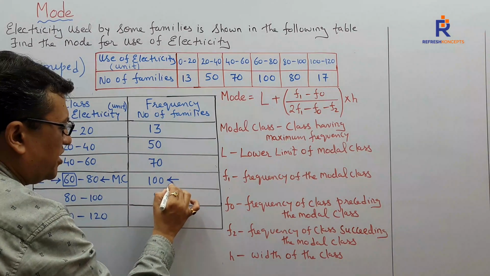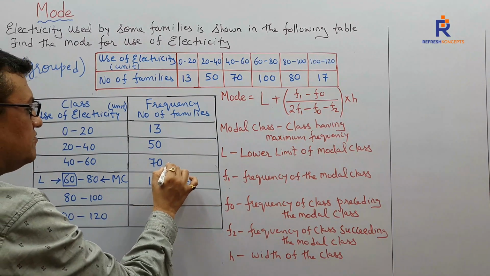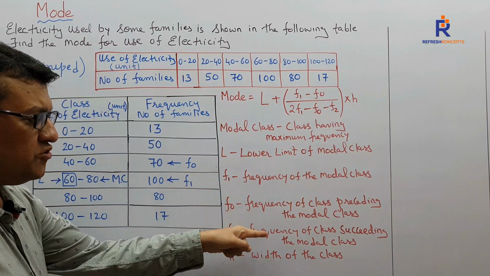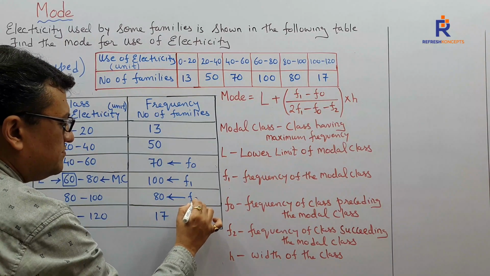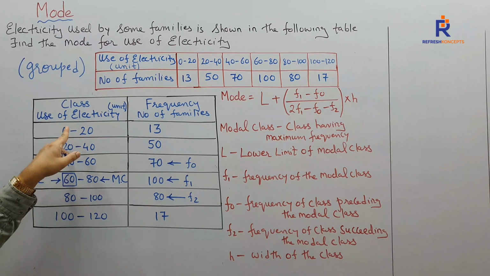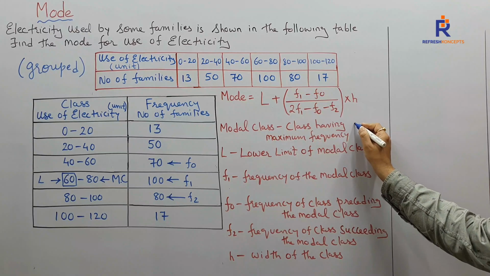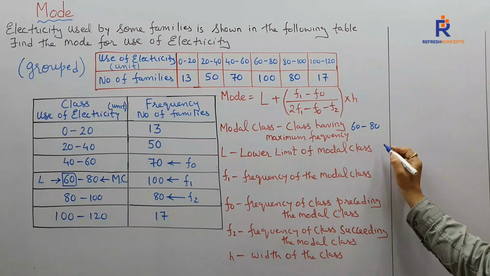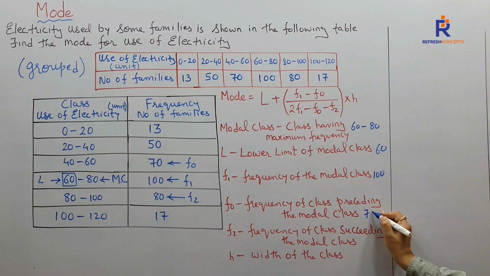This is F1. F0 is the frequency of the class preceding the modal class, so this is F0. F2 is the frequency of the class succeeding the modal class, so this is my F2. Width of the class is the difference between the lower limit and the upper limit, which is 20. Let's jot down everything. The modal class is 60 to 80. L, the lower limit, is 60. F1 is 100. F0 is 70. F2 is 80. And the width of the modal class is 20.